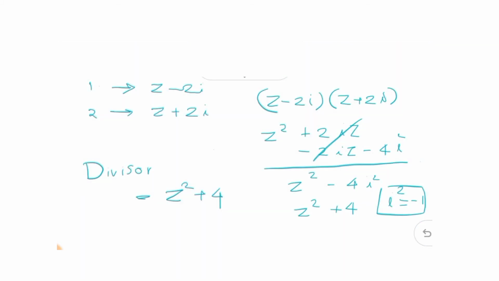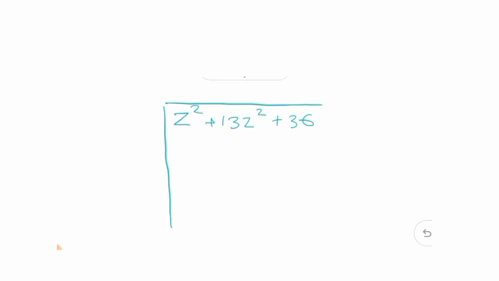Now let's go for the division. Our dividend is z raised to 4 plus 13 z squared plus 36, which is divided by z squared plus 4.